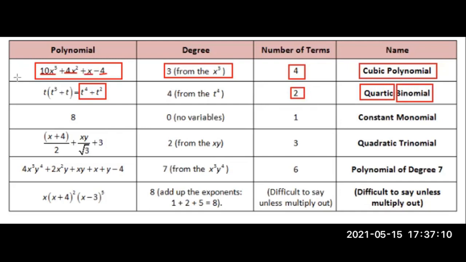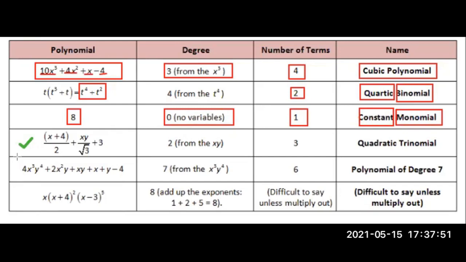Okay, so in the third one you can see only one term we have, and no variable means no degree. That means we can call it a constant, and number of terms is 1. So for degree 0 we call it constant, and for 1 term we call it monomial. Monomial means 1, that is constant. So same examples, this one. Next, the last one also, let me explain.